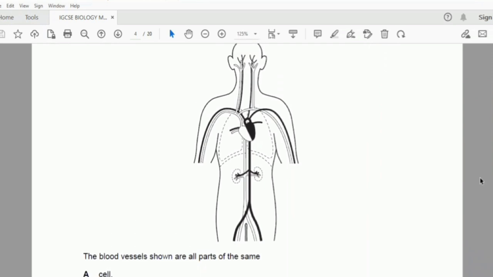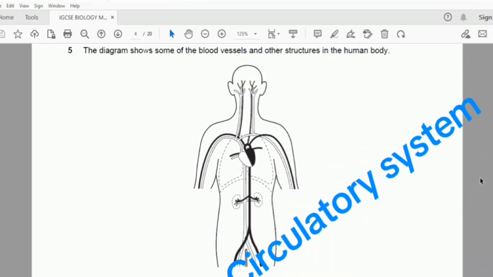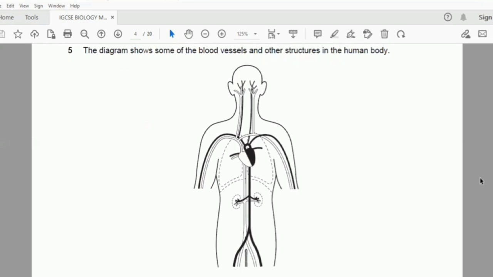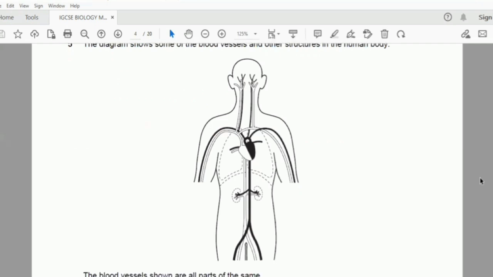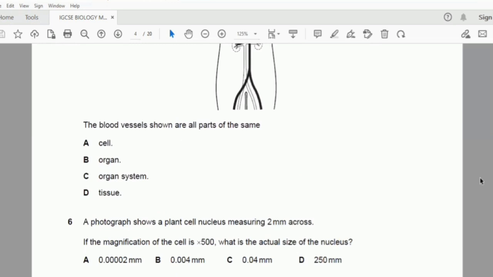So looking at the diagram here, this is a diagram of the circulatory system. So it's an organ system. It has nothing to do with the cell or tissue or organ. It's an organ system because here you are seeing this goes to different organs. You have the heart, the kidney, the lungs being shown. So this is an organ system transporting blood to the various parts of the body. Okay, so the answer is C, number 5, organ system.